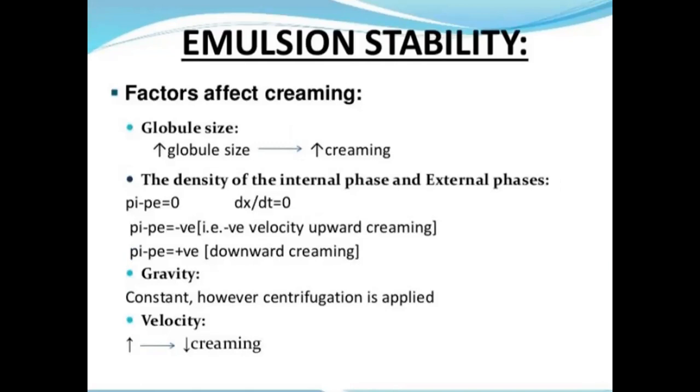Then if the velocity is increased, it leads to a decrease in the rate of creaming. There is an inverse proportion between the velocity and the rate of creaming, and a direct proportion between the globule size and the rate of creaming. So when the size of the globule increases, the rate of creaming increases, and when the velocity is increased, the rate of creaming decreases.